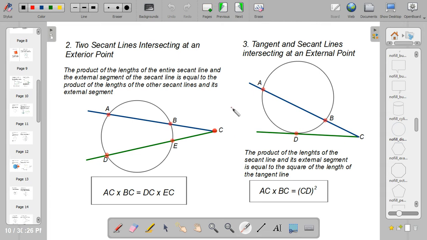Okay. Next, we have the tangent and secant lines intersecting at an external point. So the blue line is the secant and the green line is the tangent line. Ang sabi dito, the product of the lengths of the secant line, which is AC, and its external segment, which is BC, is equal to the square of the length of the tangent line. So yung length ng tangent line mo ay from letter D to letter C. So this will have to be squared. So AC times BC is equal to the square of CD or DC.